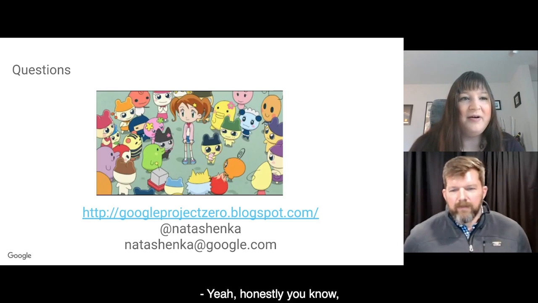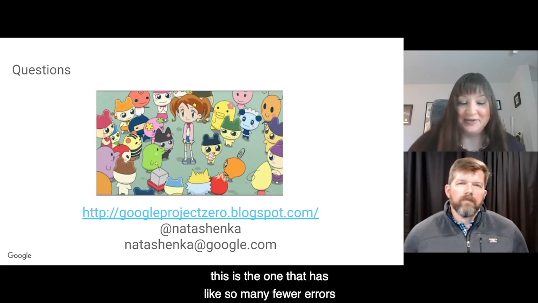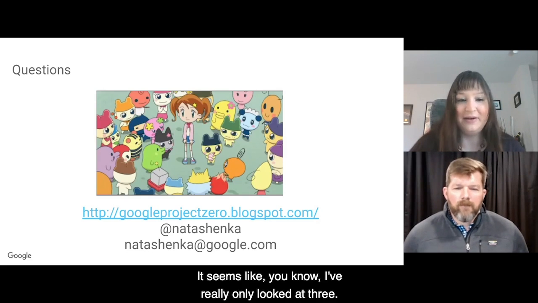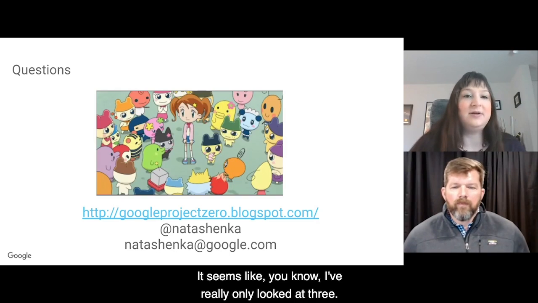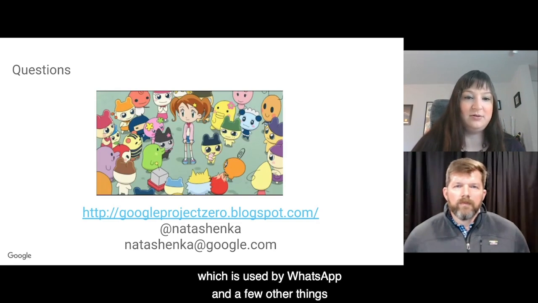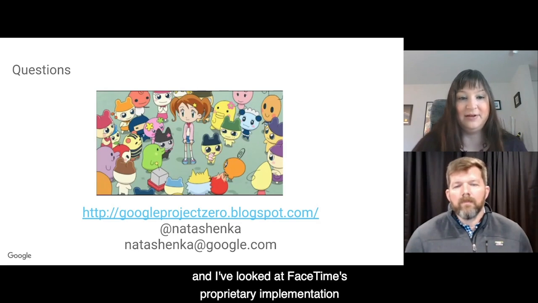Yeah, honestly, I haven't seen a version yet where I'm like, wow, this is the one that has so many fewer errors than other ones. I've really only looked at three. I've looked at WebRTC, I've looked at PJSIP, which is used by WhatsApp and a few other things, and I've looked at FaceTime's proprietary implementation.